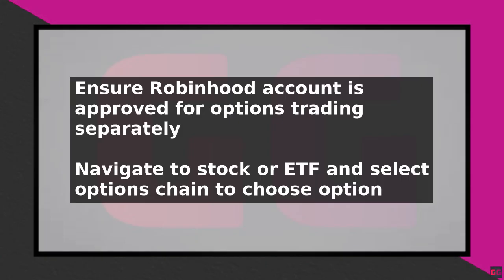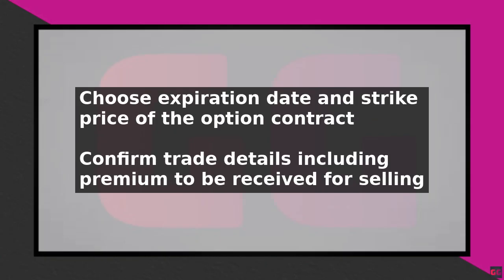the Trade button. Select the options chain by clicking on the Options tab. Then choose the specific option you want to sell, either a call or a put. The next step is to choose the expiration date and the strike price of the option. The strike price is the price at which the underlying asset can be bought or sold, and the expiration date is the last day the option can be exercised.